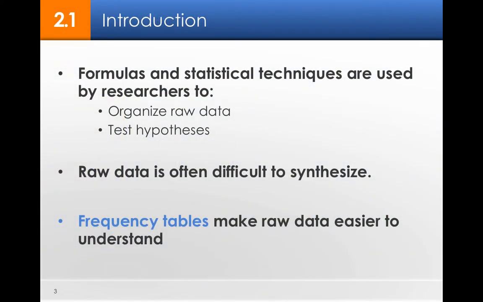So we use formulas and statistics in order to organize raw data, and then we also use that to test our hypothesis. But raw data is often difficult to synthesize and make any sense of. One of the ways we can make sense of that is to use frequency tables, and it makes it easier for us to look at it and understand it.